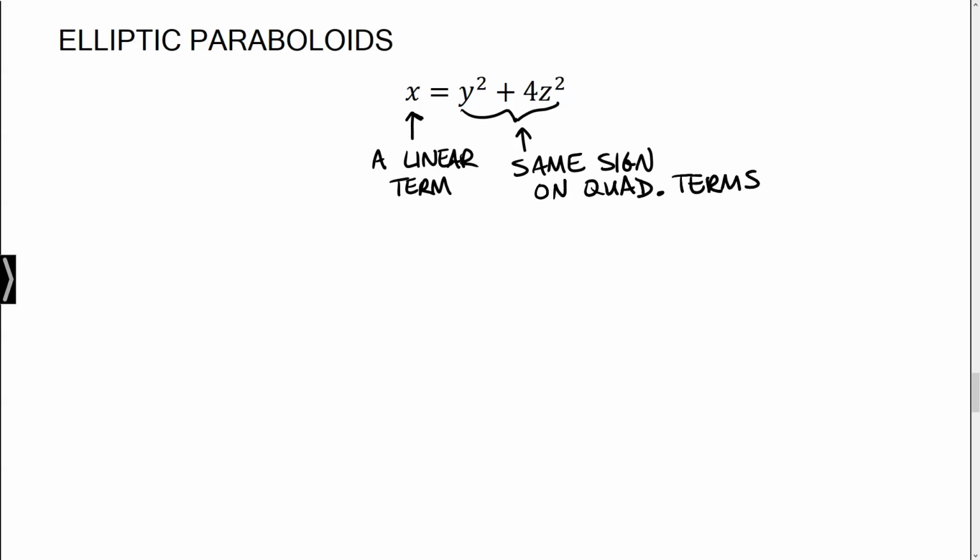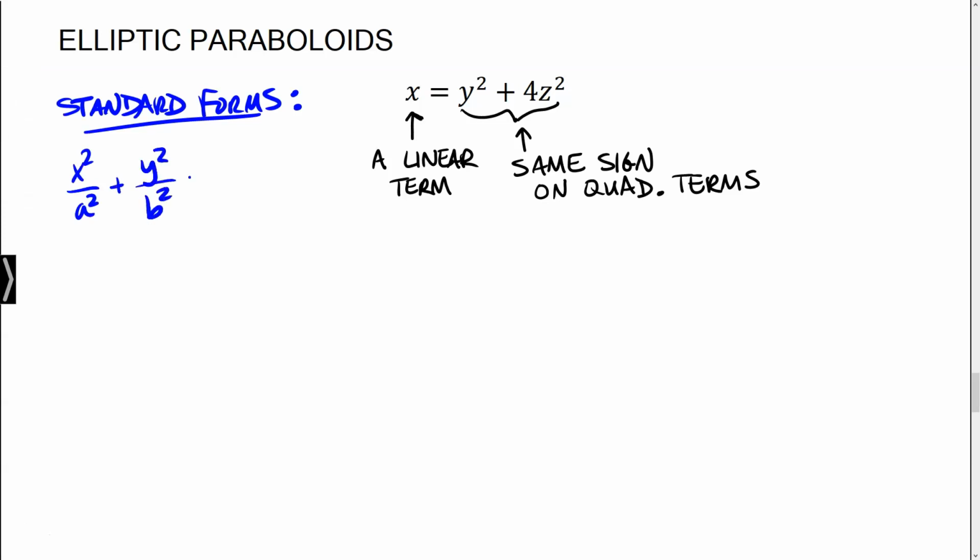So the same sign on the quadratic terms. All it means is if they're both positive, it's going to be opening up or to the right, in the positive direction. If they're both negative, it just opens in the opposite direction, down or left. The standard form usually given for these is x squared over a squared plus y squared over b squared equals z over c.